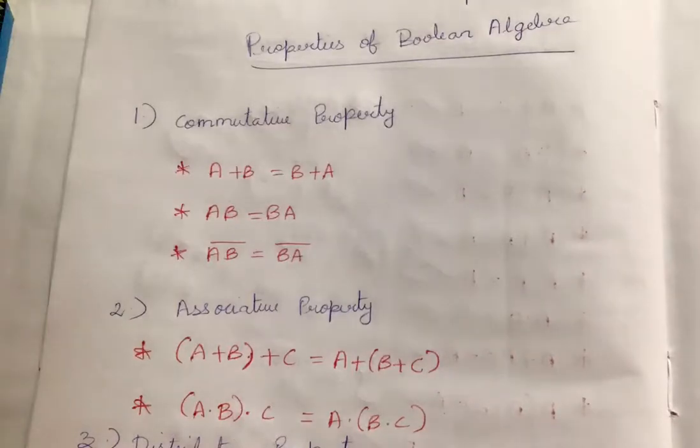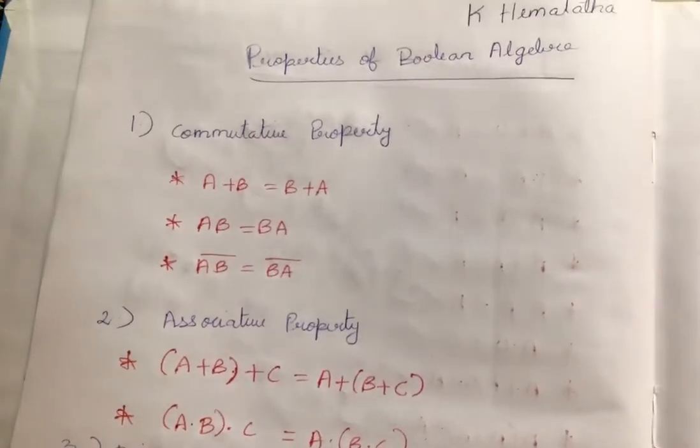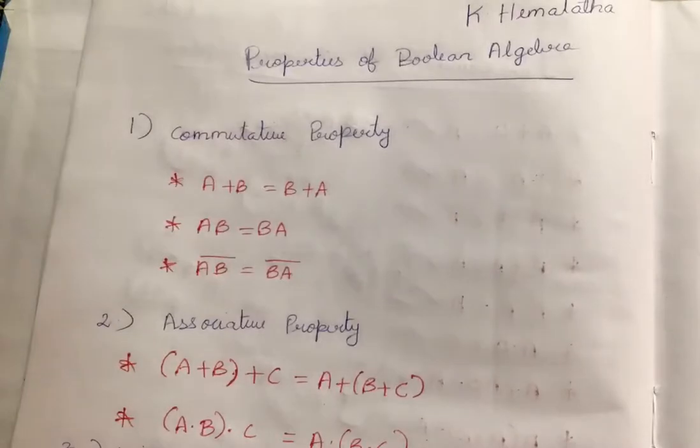So now we are going to see about the properties of Boolean algebra. We have many properties. Very important properties are the commutative property, associative property, distributive property and transposition property. First we are going to see about the commutative property.